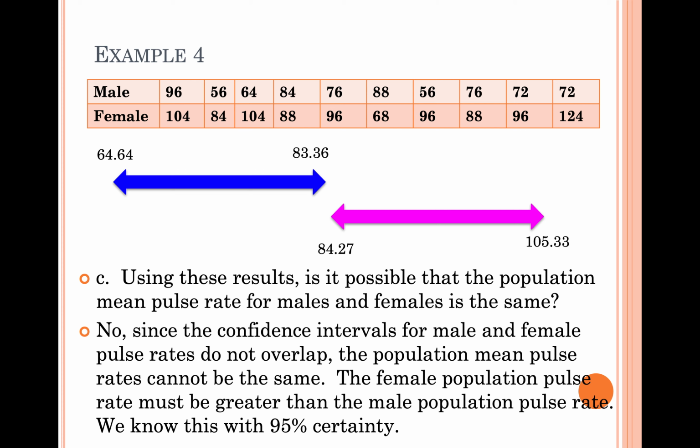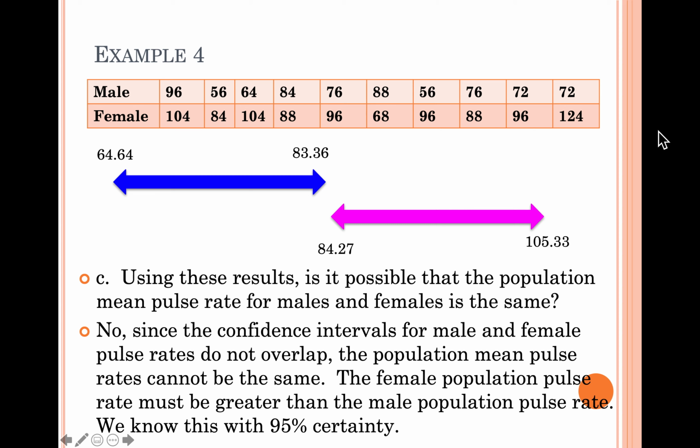Since the confidence intervals for male and female pulse rates do not overlap, the population mean pulse rates cannot be the same. The female population pulse rate must be greater than the male population pulse rate. We know this with 95% certainty.